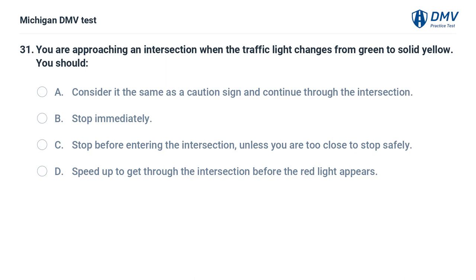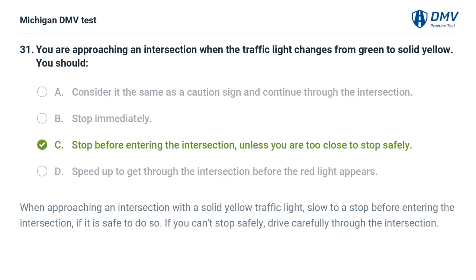You are approaching an intersection when the traffic light changes from green to solid yellow. You should A. consider it the same as a caution sign and continue through the intersection. B. Stop immediately. C. Stop before entering the intersection, unless you are too close to stop safely. D. Speed up to get through the intersection before the red light appears.